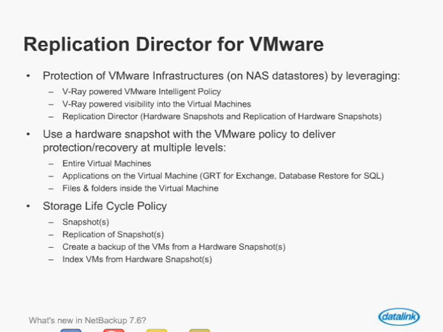It's all done through storage lifecycle policies, where you tell it to create a snapshot. Okay, take that snapshot and replicate that. In this case, with NetApp, it's SnapMirror. All these capabilities with VMware and Replication Director for VMware are for NetApp today, and we'll see this coming across in other backup or storage platforms in the future. But today, this is NetApp only, and it's for file shares, so NFS capabilities.